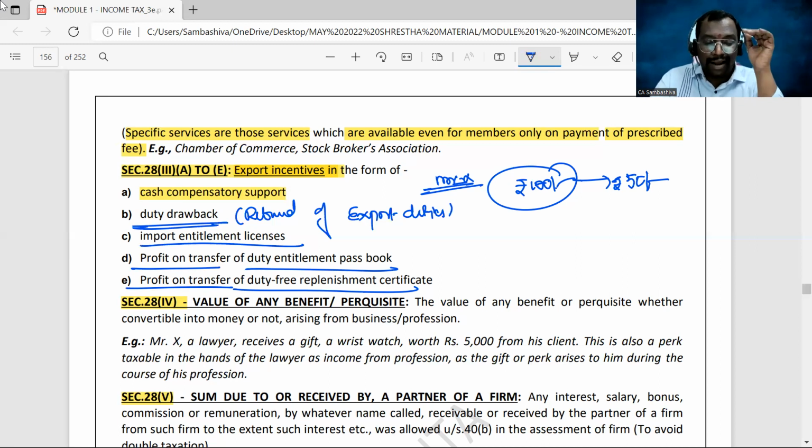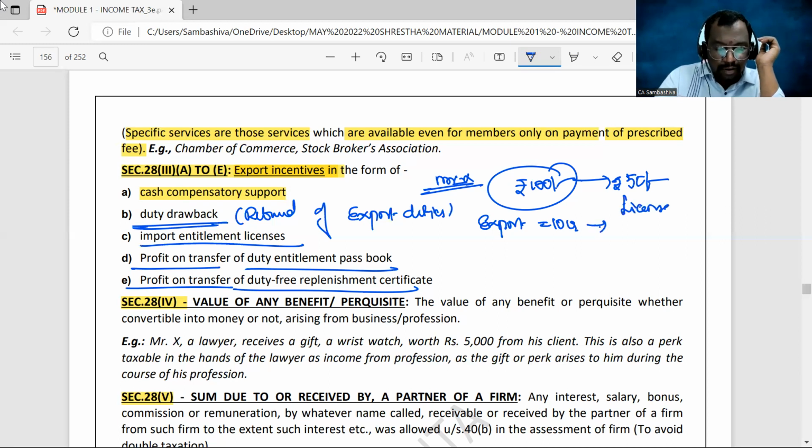Import entitlement licenses. What do you mean by this? Suppose that if I export 10 crores worth of goods, then I'll get a license. I'll get a license for rupees 1 crore. Now, what is this license? So generally, I've already mentioned to you that India always has a scarcity of foreign exchange reserves.